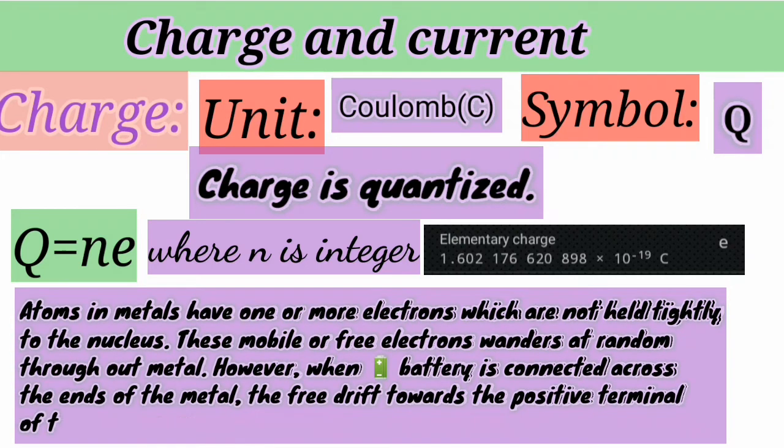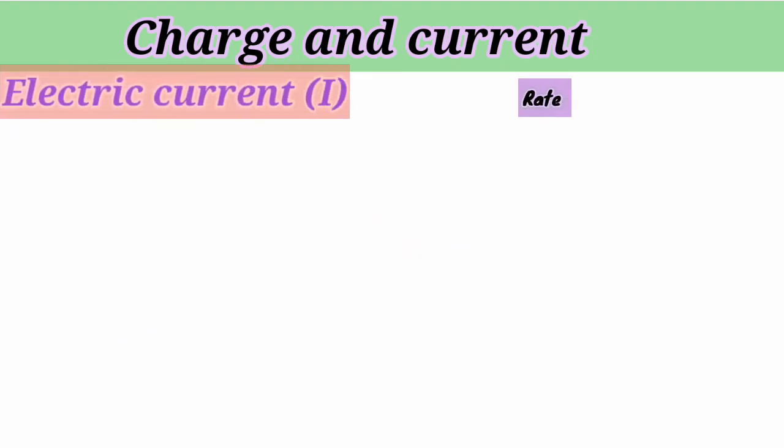Atoms in metals have one or more electrons which are not held tightly to the nucleus. These free or mobile electrons wander at random throughout the metal. However, when a battery is connected across the ends of the metal, these free electrons drift towards the positive terminal of the battery, producing an electric current. The size of the electric current is given by the rate of flow of charge.